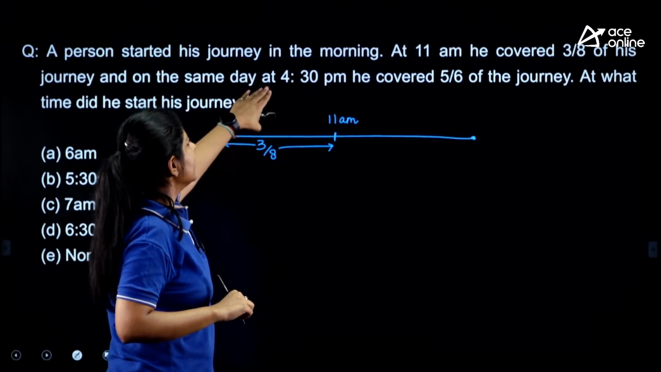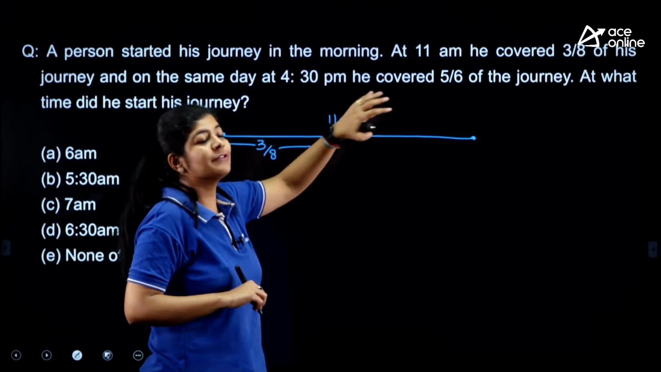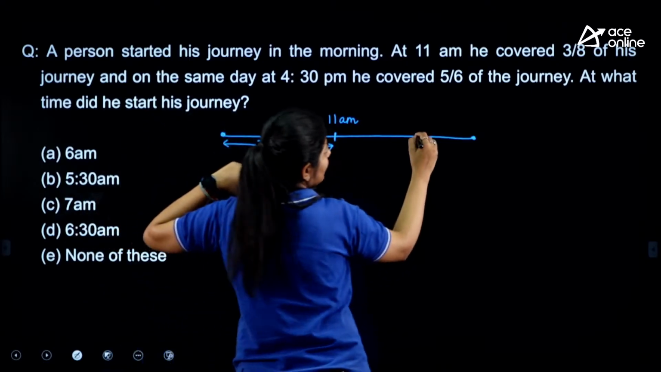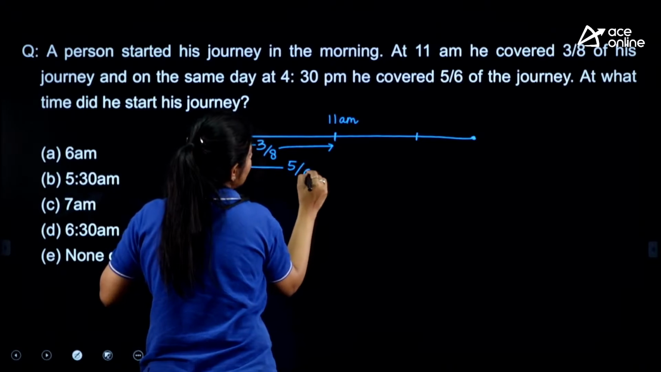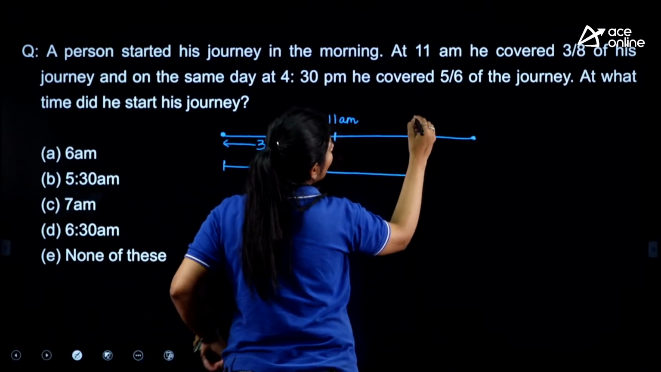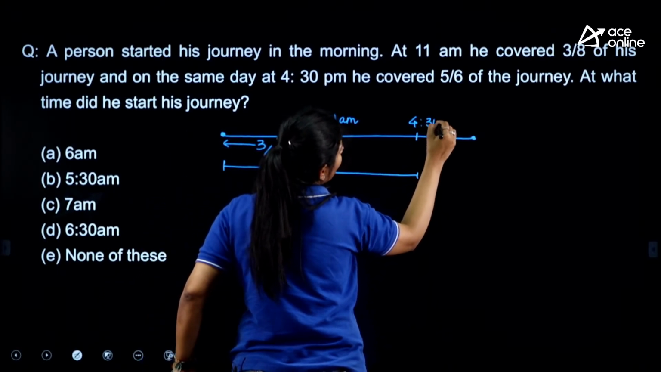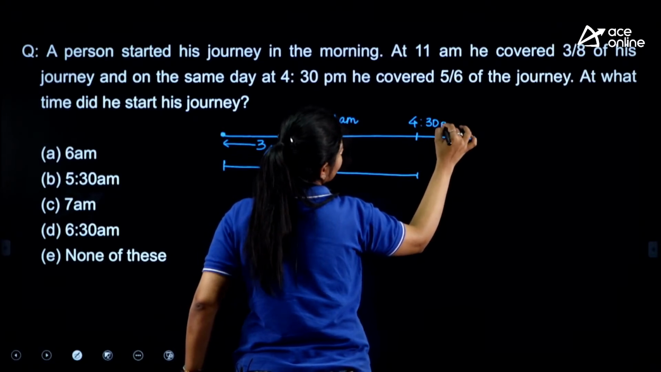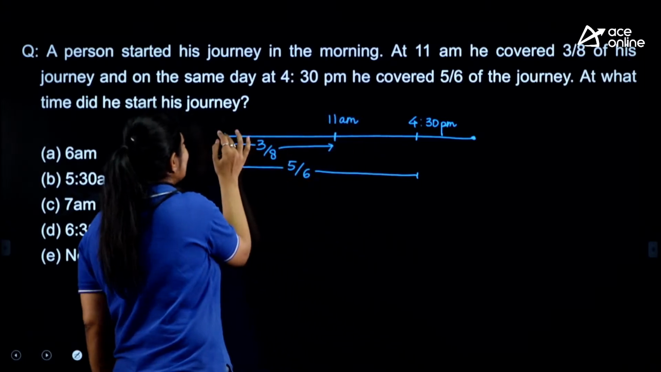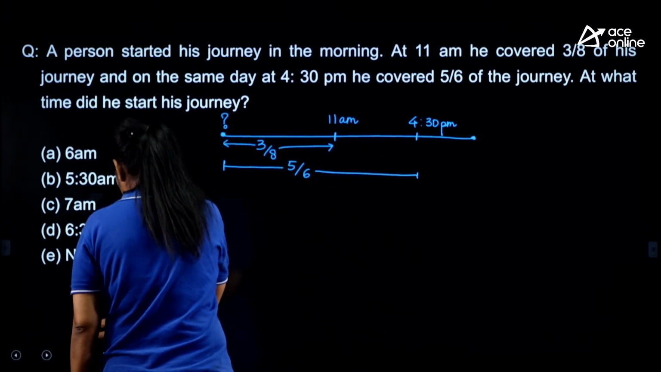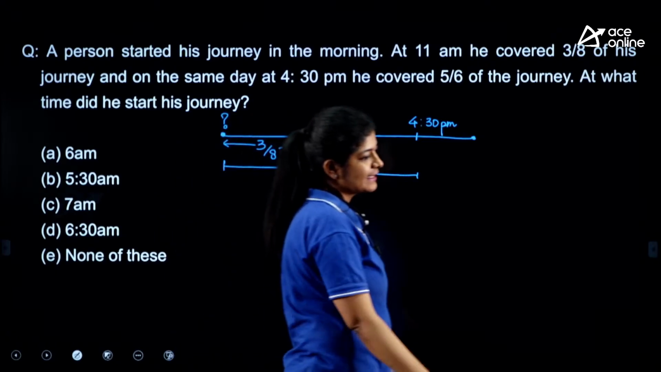On the same day at 4:30 pm he covered 5/6. Let's suppose this distance is nothing but 5/6 of the total journey, and at this moment the time is 4:30 pm, right? And we need to find out at what time he started. What we have to do? We have to find out at what time he started.